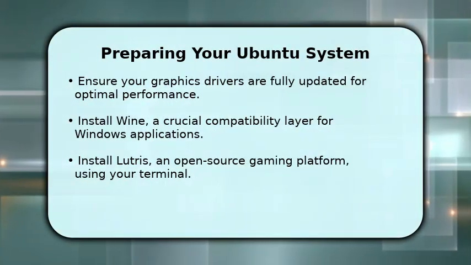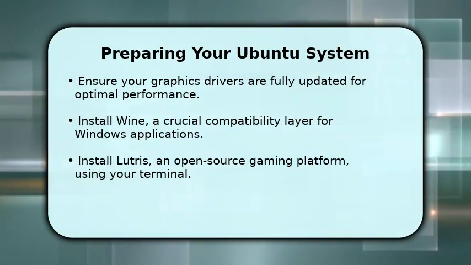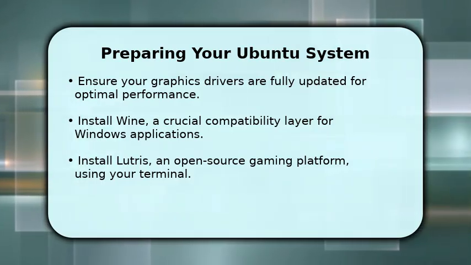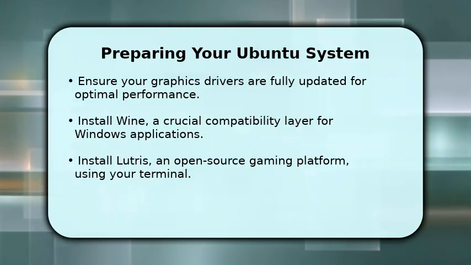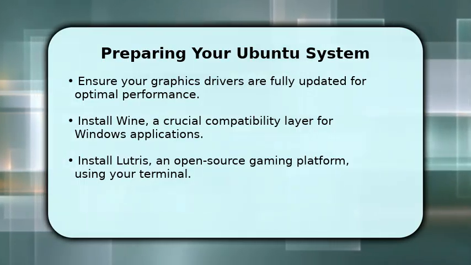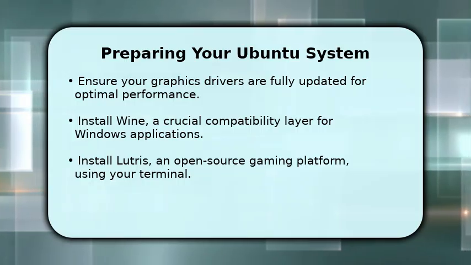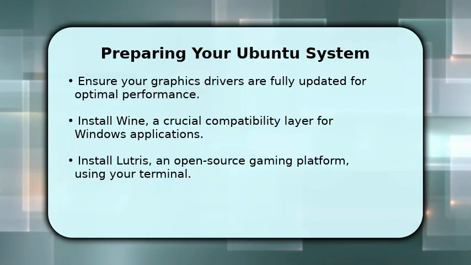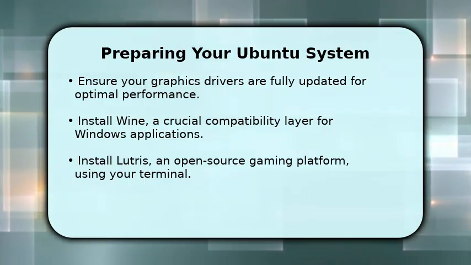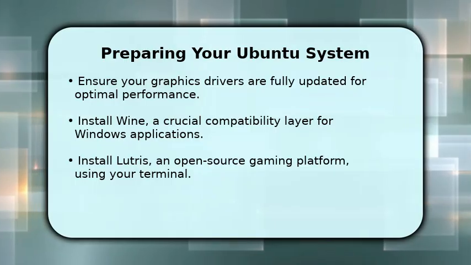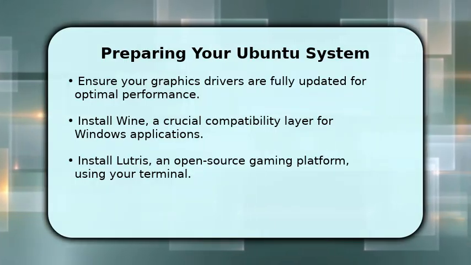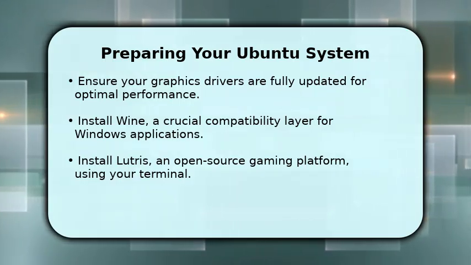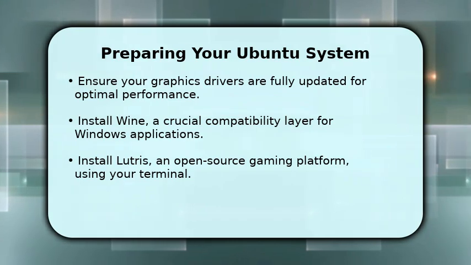Before diving into the game, let's prepare your Ubuntu system. First, make sure your graphics drivers are completely up to date for the best visual experience. Next, you'll need to install Wine, which is essential for running Windows programs. Then, install Lutris by adding its repository and running sudo apt install lutris. Finally, enable 32-bit architecture support with sudo dpkg --add-architecture i386 to ensure wide compatibility for various game components.